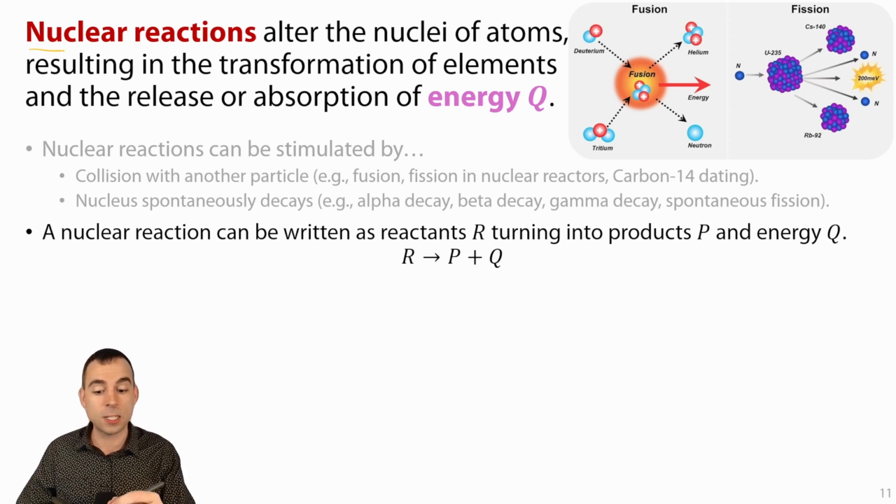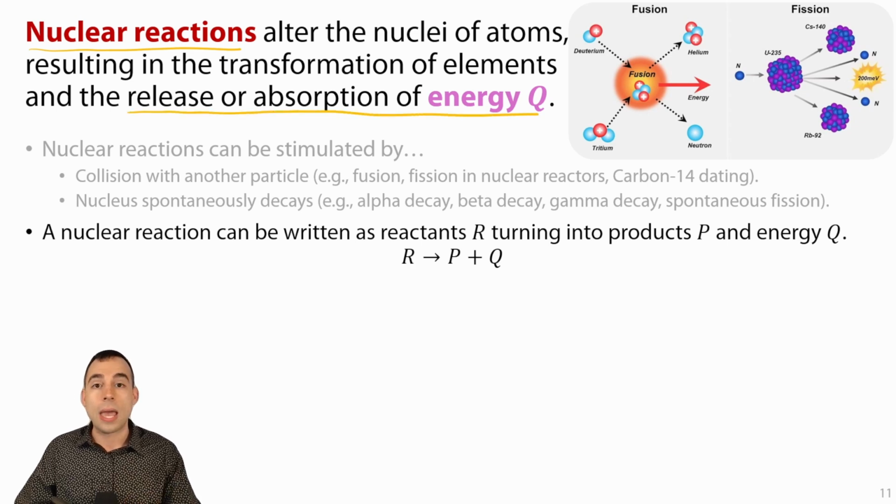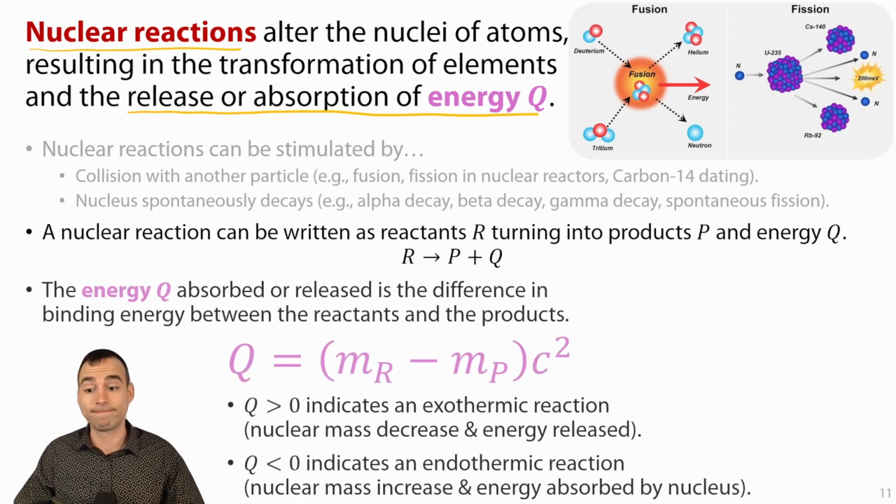And this ultimately takes place through nuclear reactions, which alter the nucleus. The nucleus itself undergoes some kind of reaction to turn from one element to another. And in this process of undergoing a reaction, energy will be released or absorbed in that reaction. In general, we can say for any reaction that we will have reactants turning into products and some energy that is absorbed or released in the reaction.